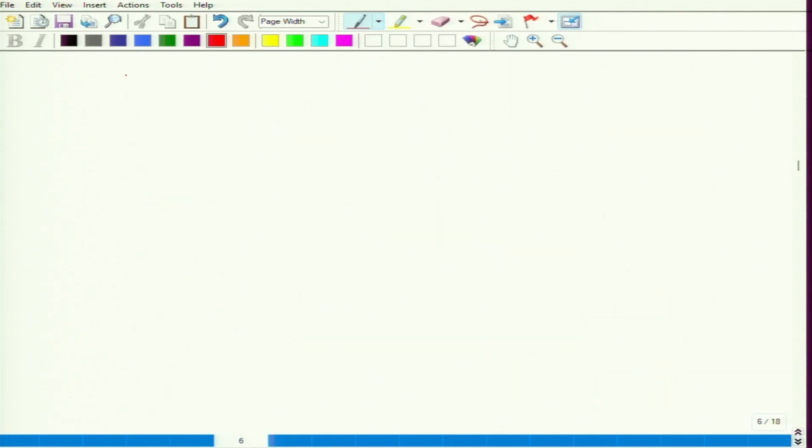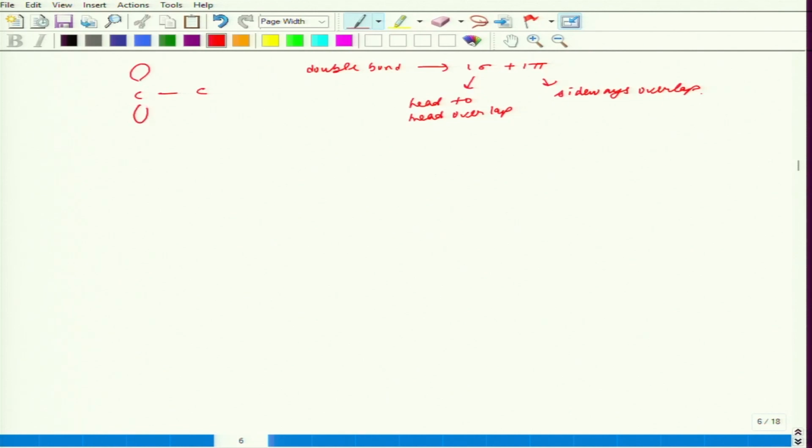Okay. We know what a double bond is. A double bond is a combination of a sigma bond and a pi bond. What is in a double bond? One sigma bond, one pi bond. Sigma bond is head to head overlap. What is a pi bond? Sideways overlap. How it forms I have already discussed in the previous class, but let us discuss here also.